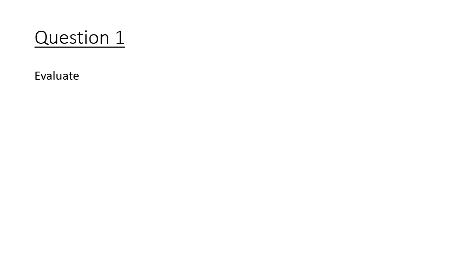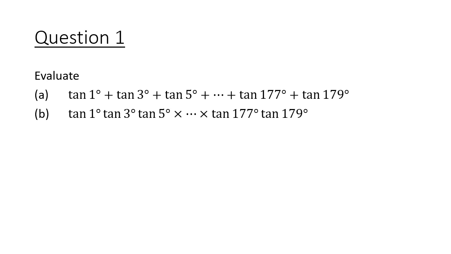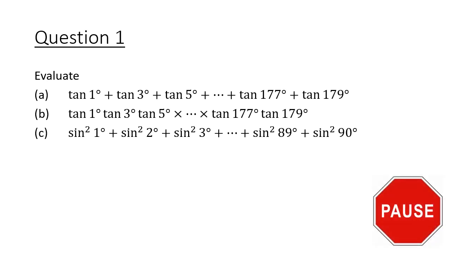Question number 1. Evaluate Part A, tangent 1 plus tangent 3 plus tangent 5 all the way to plus tangent 179. Part B, same thing but product, so tangent 1 times tangent 3 times tangent 5 all the way to times tangent 179. And in part C, sine square 1 plus sine square 2 plus all the way to sine square 90. Pause the video here and give these questions a good try.